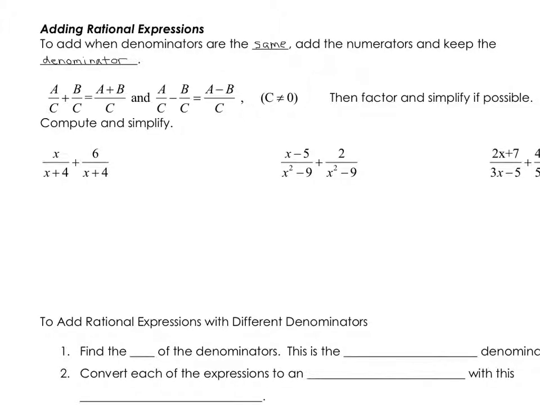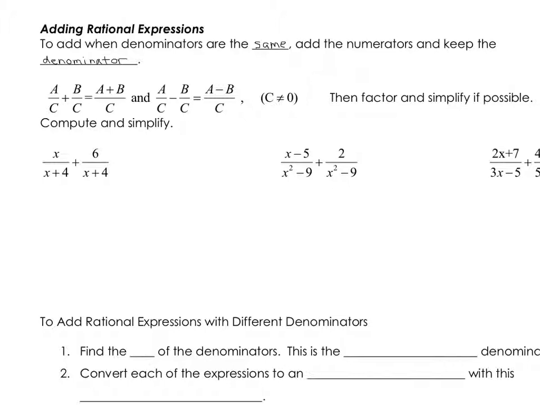Section 5.2, second page. Adding rational expressions. So to add when denominators are the same, add the numerators and keep the denominator. So a over c plus b over c, the common denominator is c. You add the a and the b together and place them over the denominator of c.